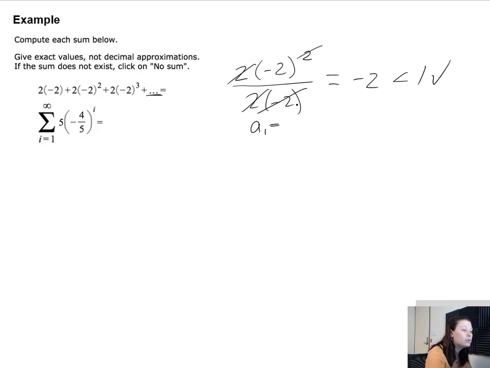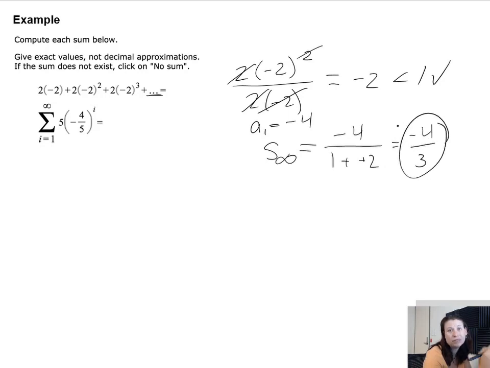a1 is equal to, well, 2 times negative 2 is negative 4, so let's figure this out. The infinite sum is equal to a1, negative 4, over 1 minus r, which is negative 2. So that's a plus, so we get negative 4 over 3. That's our infinite sum, negative 4/3.